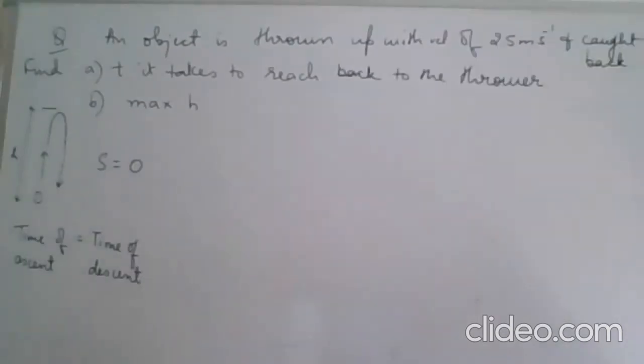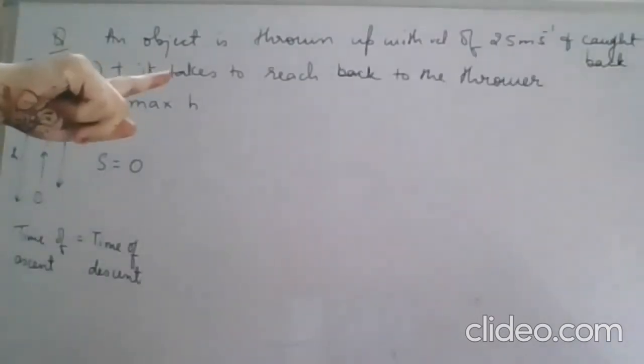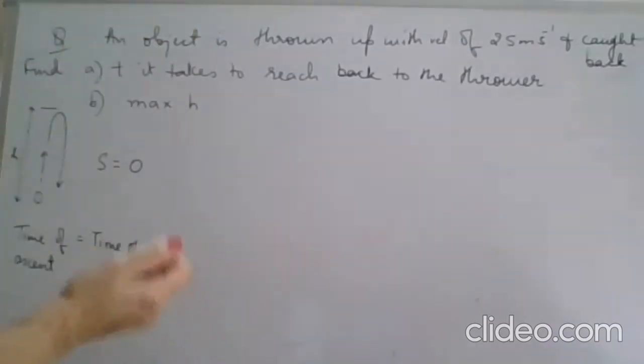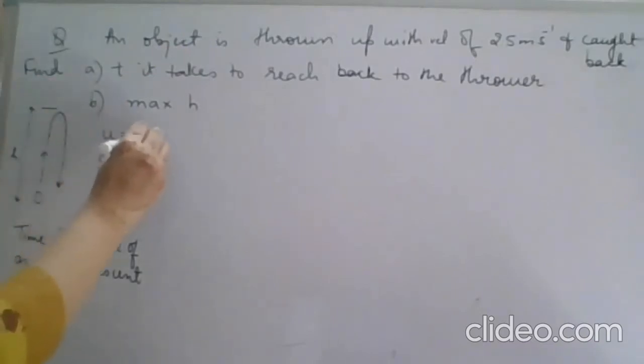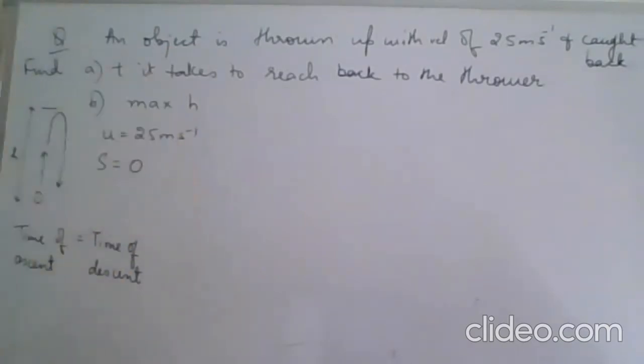You have been given that an object is thrown up with a velocity of 25 meter per second and it is caught back. Okay, you have to find the time it takes to reach back to the thrower and the maximum height it attains. So suppose this is the object, it has been thrown up with the velocity given in the question 25 meter per second. So that means this is u given in the question. Okay, initial velocity u is given in the question 25 meter per second, positive because we are taking it in the positive y direction. Okay, the object is being caught back, मतलब वो object thrower के पास वापस आ रहा है. Displacement in this case will be 0.